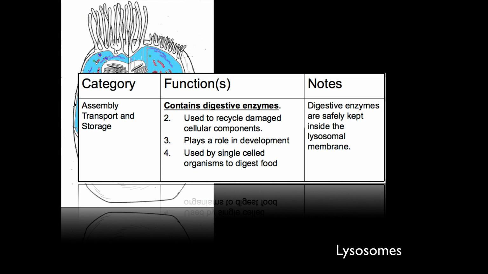Lysosomes are also a difference between plant and animal cells. Animal cells have lysosomes, plant cells do not.